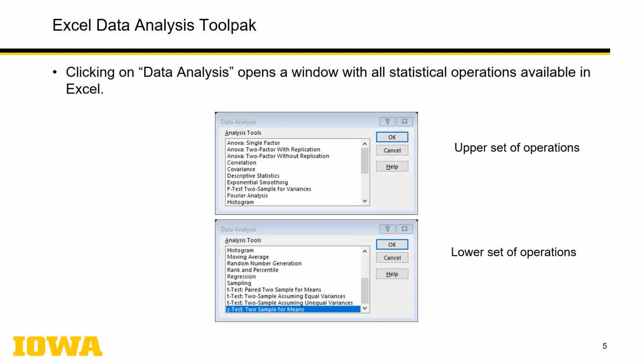So you can see here when clicking on the data analysis, it opens a window and these are the different operations available. I had to give 2 screenshots of them, but you'll see they go down from ANOVA, correlation, covariance, descriptive statistics, even Fourier analysis, histograms, moving average, rank and percentile, regression, sampling, and a variety of different t-tests. So all these will be available to you now once you pull in that data analysis tool pack.